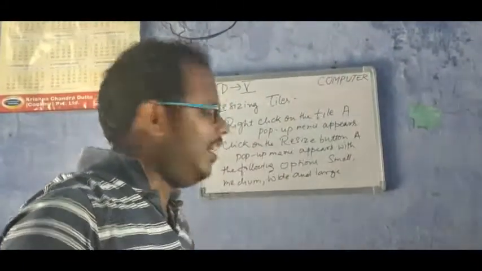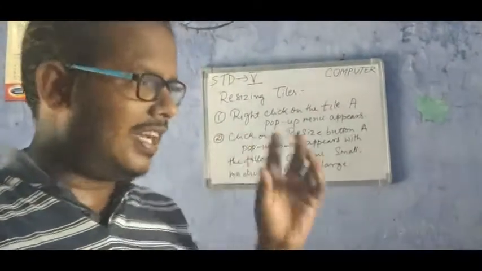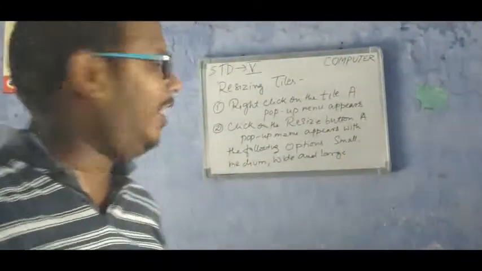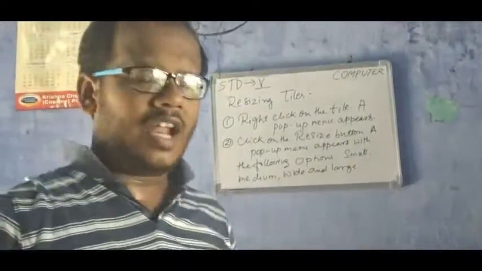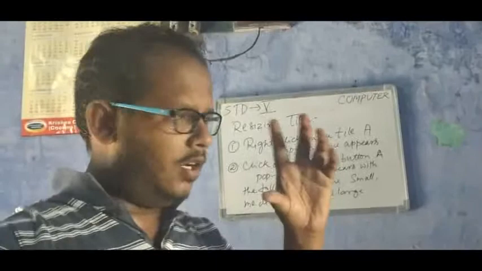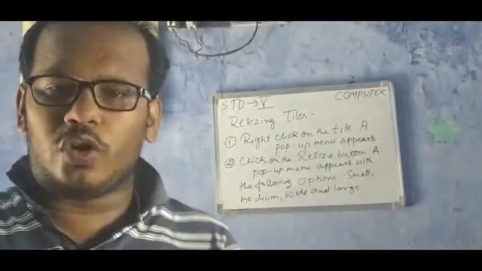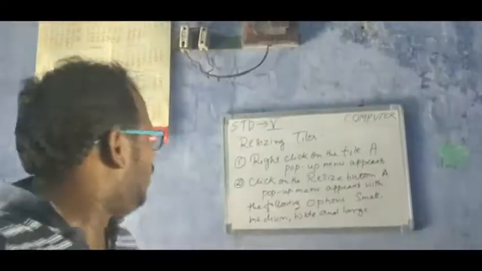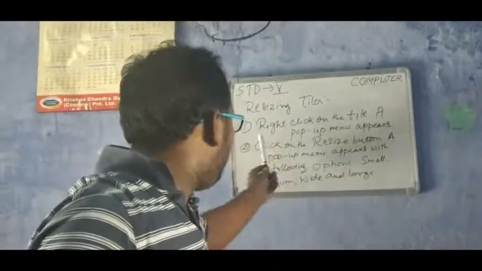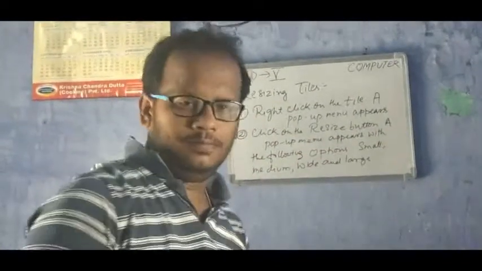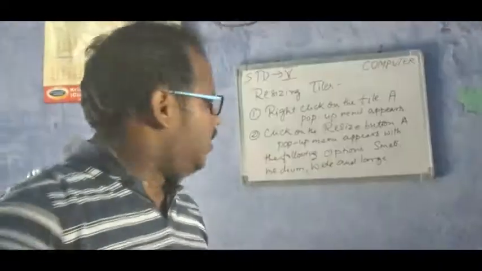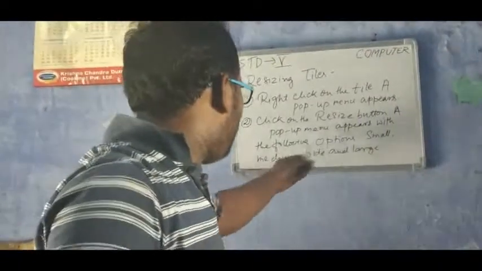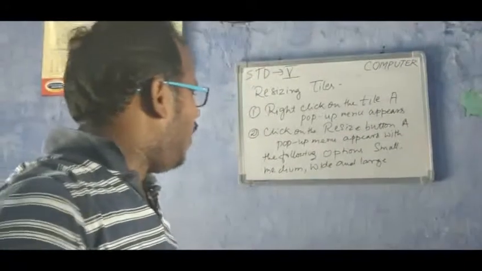Right click on the tile. First of all, you need to select the tile and right click on it. A pop-up menu will come out. The next part is to click on the resize button. In the resize button there will be options like small, medium, wide and large.